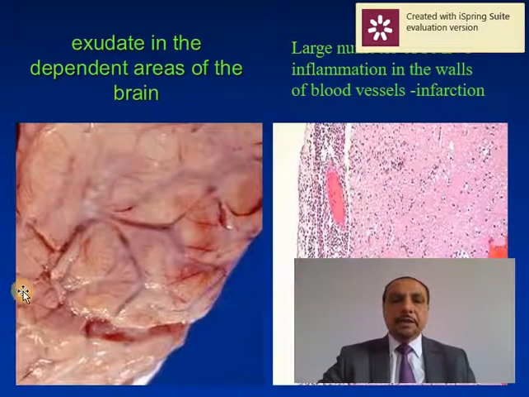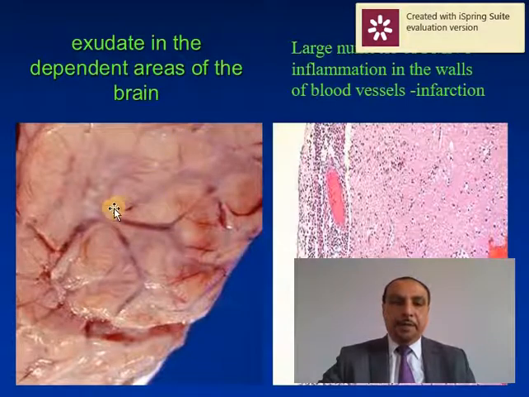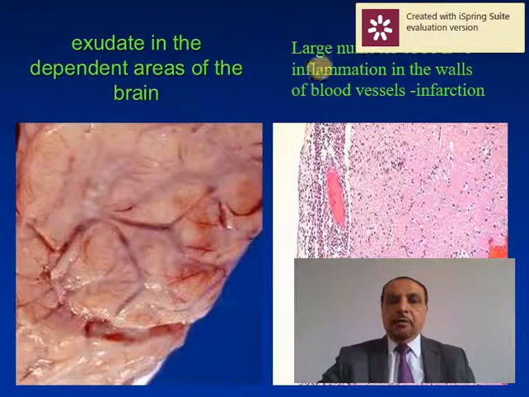Here, as you see, this is exudate in the dependent areas of the brain. This is the brain, and as you see, some exudate in the grooves here and the dependent areas here in the sulci. And here, you see a large number of polymorphs. All these dots are polymorphs. Inflammation in the wall of the vessels. As you see, these blood vessels are inflamed, and that causes infarction in the brain around these blood vessels.